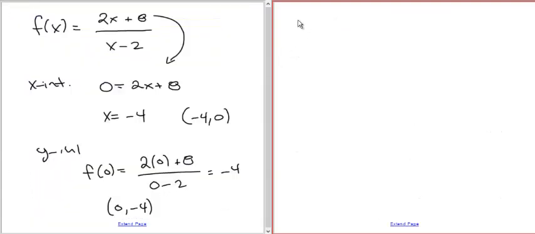Then you have your vertical asymptotes. To find the x-intercept, we set the numerator equal to 0. To find the vertical asymptote, you set the denominator equal to 0. So you get x equals 2, and that's a line. It's not a point. So we use the functions.